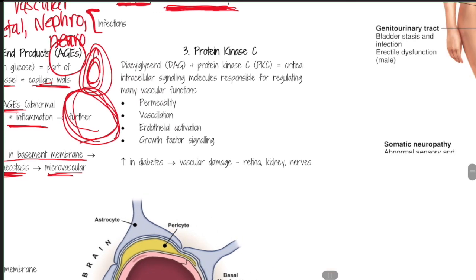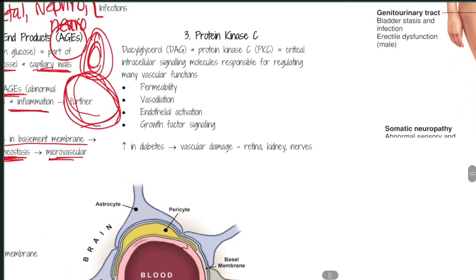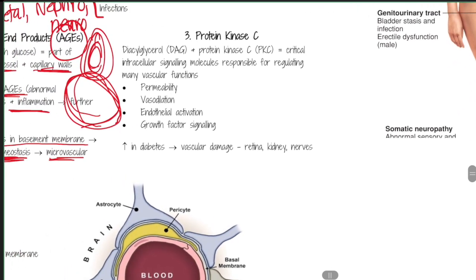There's one more theory here, this protein kinase C. So we have this DAG and this protein kinase C, or PKC. These are critical intracellular signaling molecules that are responsible for regulating a bunch of vascular functions. So for example, vascular permeability, vasodilation, endothelial activation, growth factor signaling.